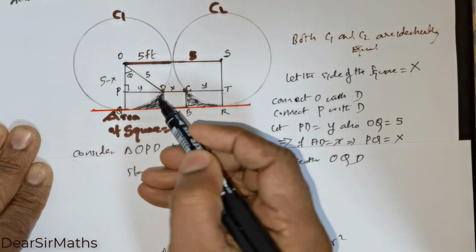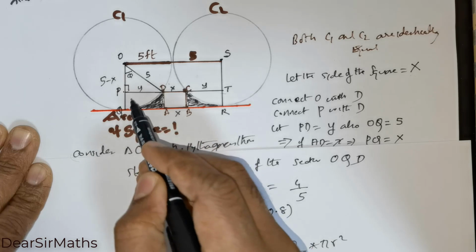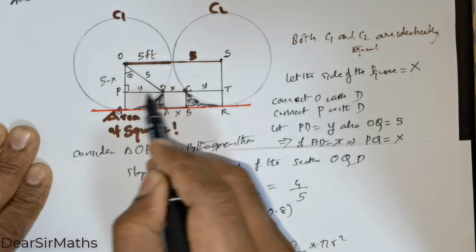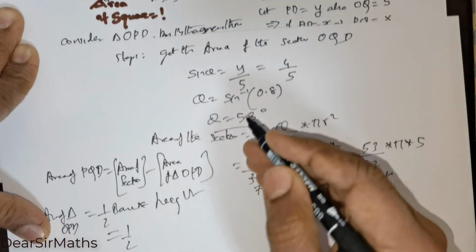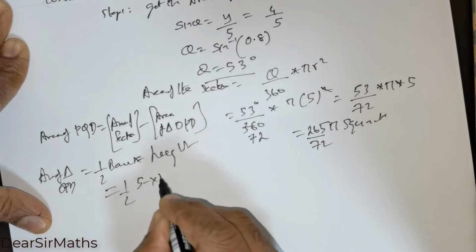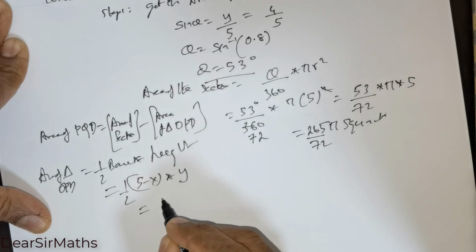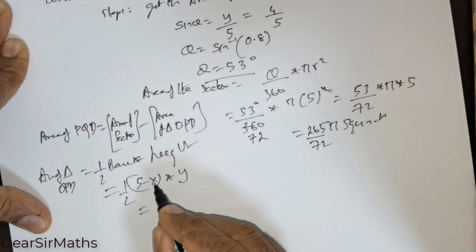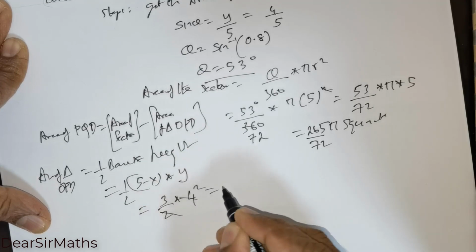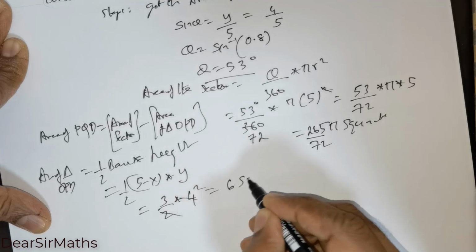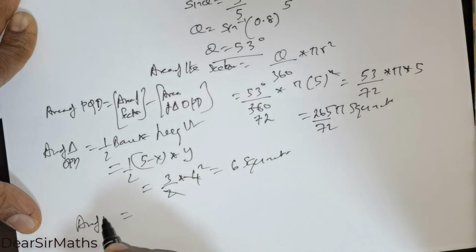The base is, okay, I would take the base as 5 negative x, not y. So this will be the height, right? It doesn't matter, whatever you want to take, you take. So the base is 5 negative x, the height is y units, x is 2 units, right? So this is 5 negative 2, that's 3 over 2 times y is 4, 2 divides here 2 times, so 6 square units.